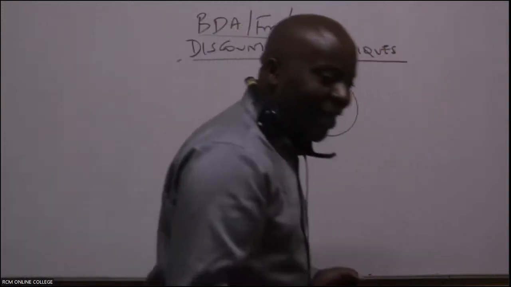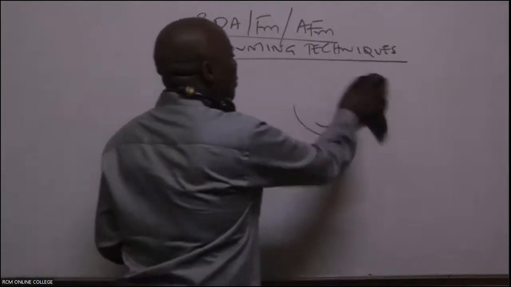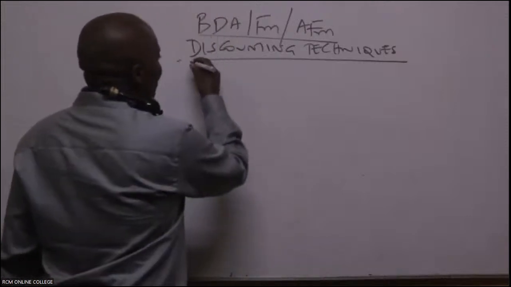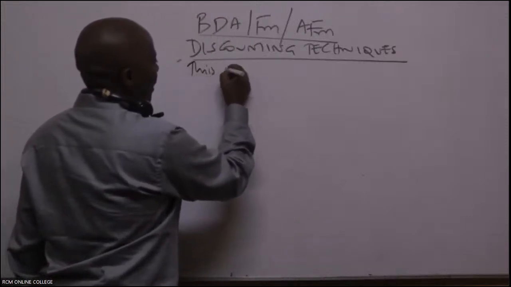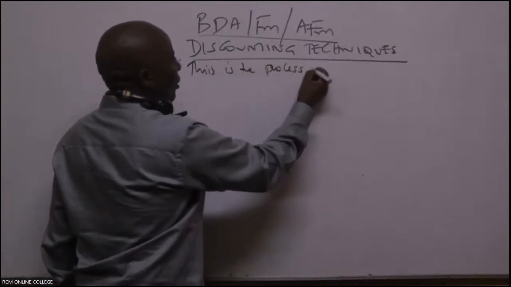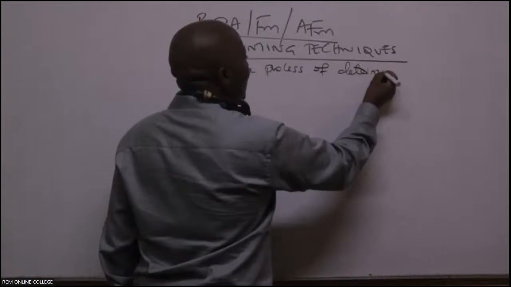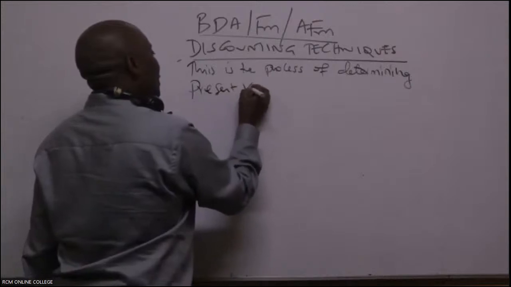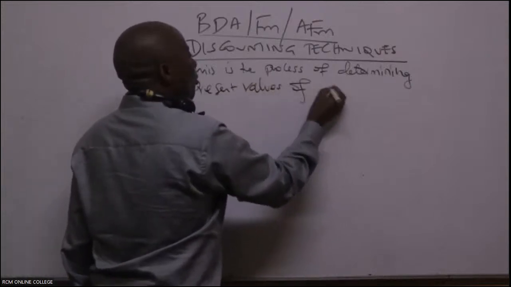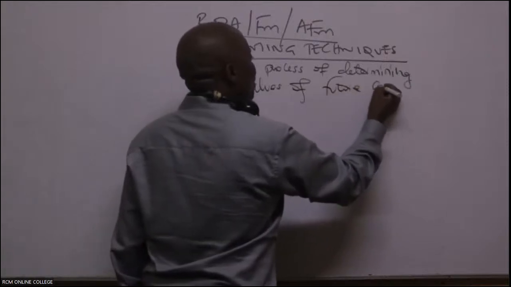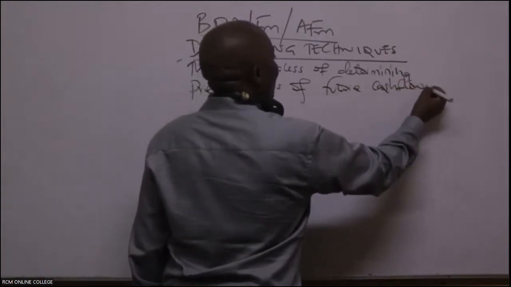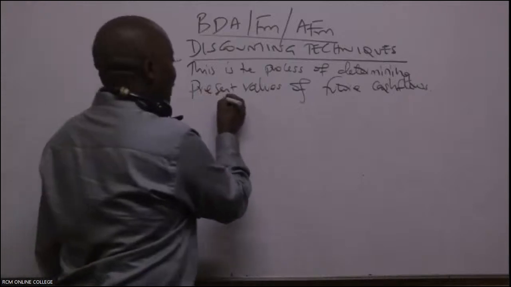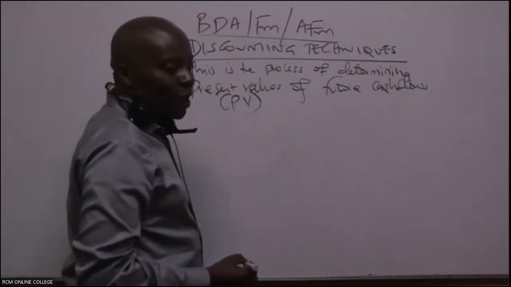So when we talk of discounting, thanks, Polycarp, we are basically looking at present valuing future cash flows. So this is the process of determining present values of future cash flows, the process of determining present values, what we shall be abbreviating as PV, present values of future cash flows.